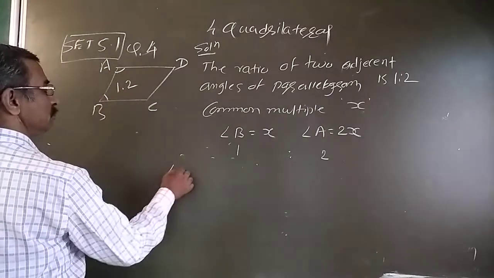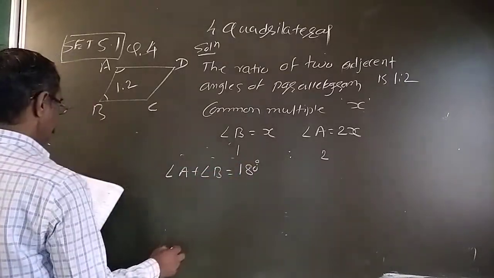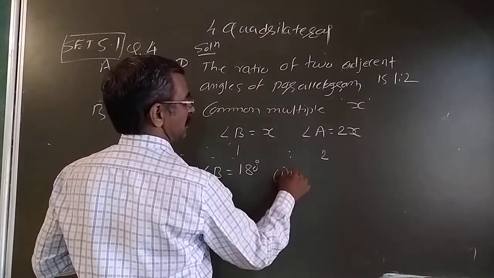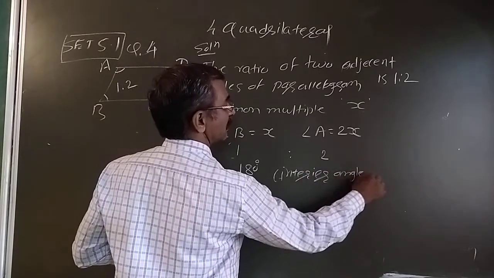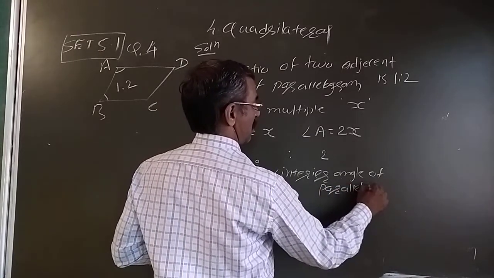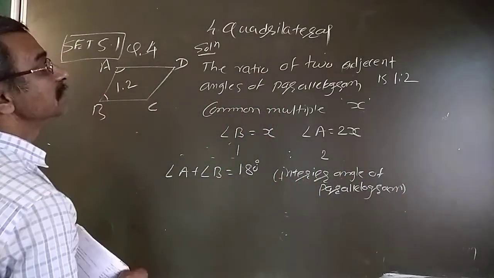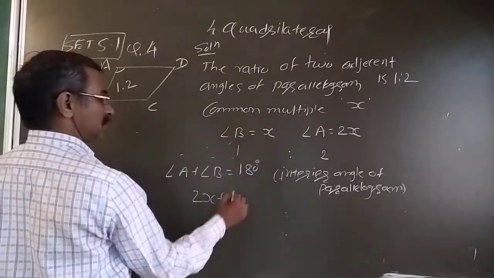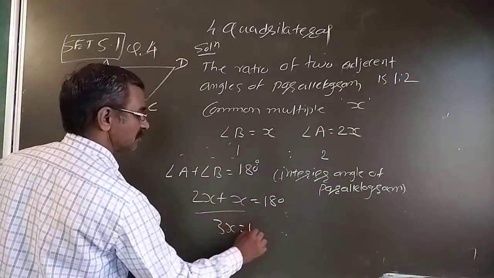Then the sum of these two interior angles, by using this property: what is the reason? Interior angles of a parallelogram are supplementary, means their sum is 180 degree. Therefore, angle A is 2x, and angle B is x, equal to 180 degree. By summing, we get 3x is equal to 180 degree.